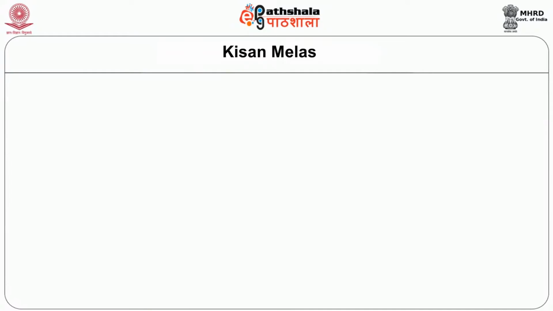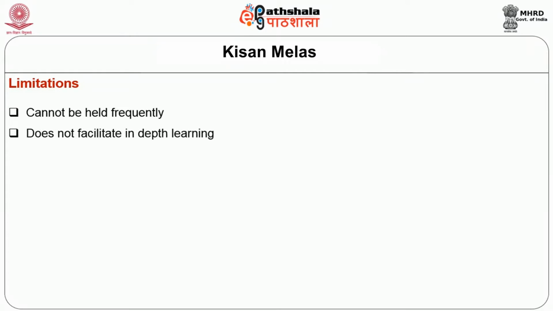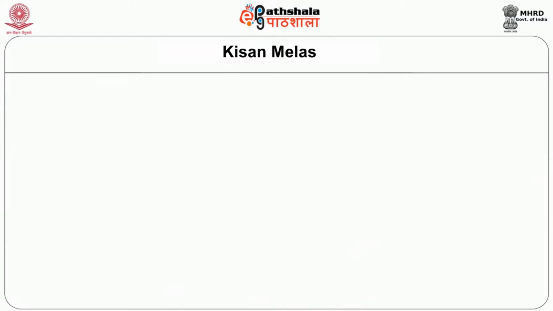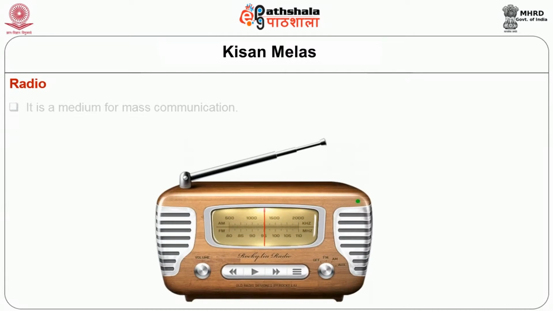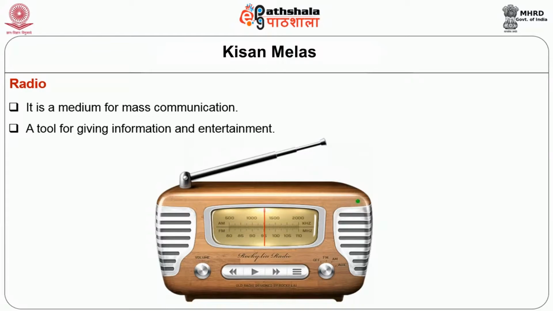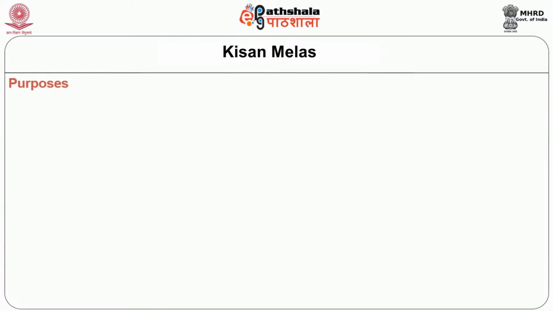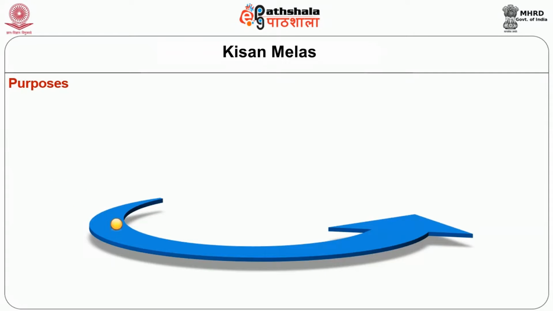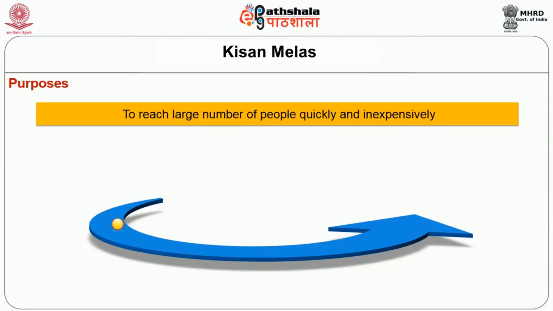And what is the limitation of Kisan Melas? They cannot be held frequently. They do not facilitate in-depth learning. Next most important mass contact method which is traditionally used is the radio. So, it is a medium for mass communication, a tool for giving information and entertainment. Purpose for which it can be used. 1. To reach large number of people quickly and inexpensively. Number 2.